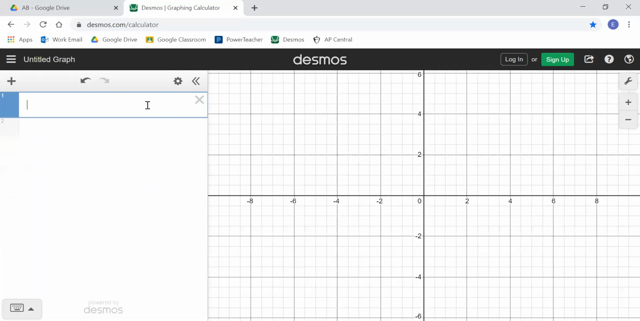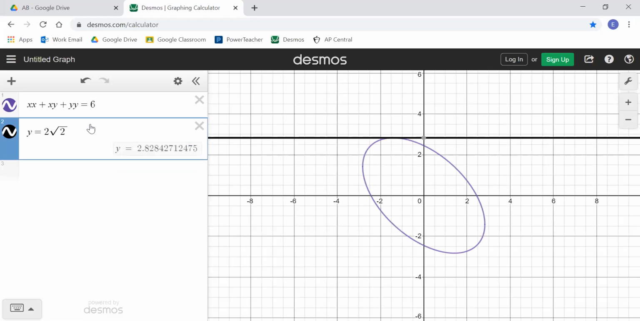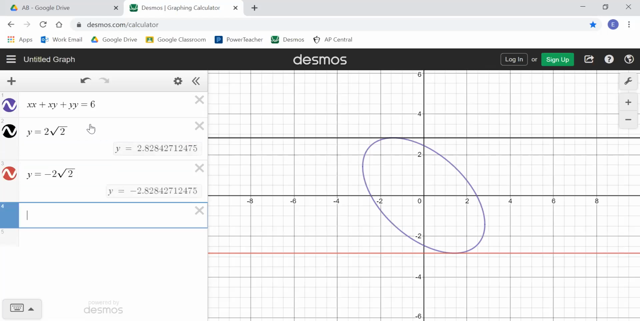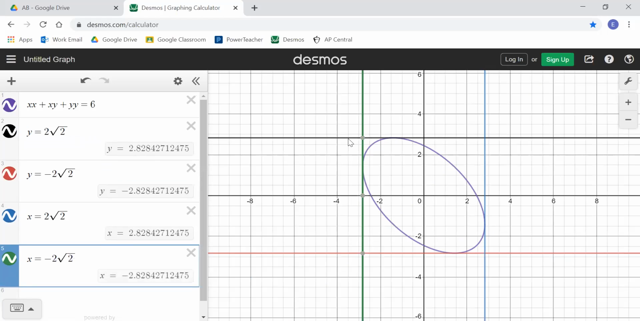Okay, so if we take a look at this in Desmos, we had x squared plus xy plus y squared equals 6. Got a nice little ellipse turned on its side. And we got y equals 2 square root 2. There's 1. We got y equals negative 2 square root 2. There's the other one. We got x equals 2 square root 2, and x equals negative 2 square root 2. And there are all of our horizontal and vertical tangent lines for this ellipse.